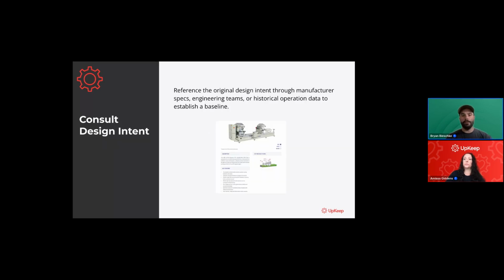All right, here's an example. We want to consult design intent. So we go back and we say, okay, what was this thing actually supposed to do? We may have to get a hold of the manufacturer, our engineering team, look at the historical operation versus the current operation, and establish a baseline.